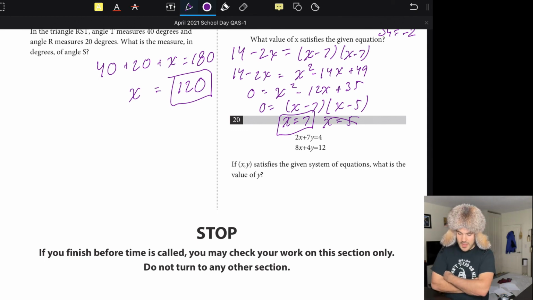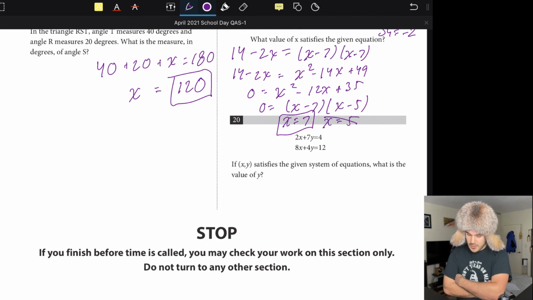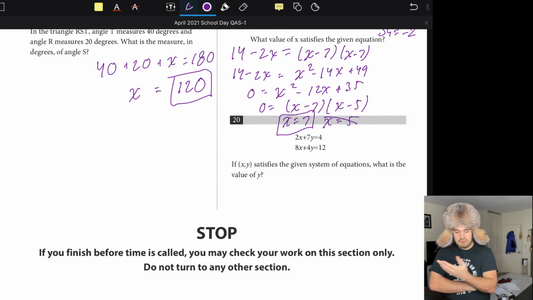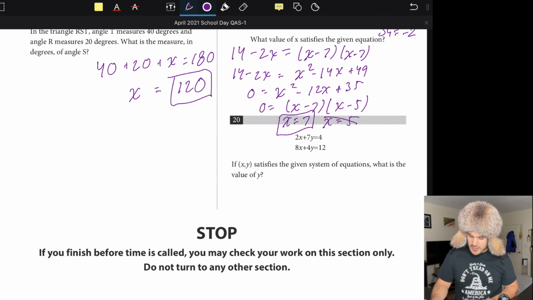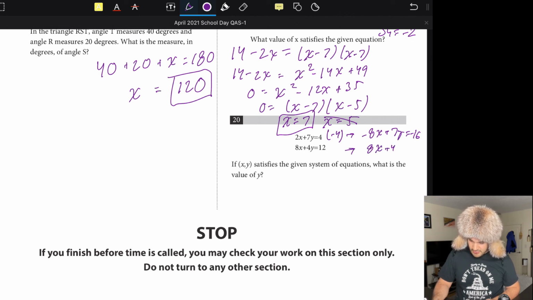2x plus 7y equals 4, 8x plus 4y equals 12. If x, y satisfies the given system of equations, what is the value of y? Great. We are just going to try to eliminate x. I think that's the simplest way to do it. The way you can do that is just multiply the top equation by -4, the whole thing. So that becomes -8x plus 7y equals -16. On the bottom, we still just have the 8x plus 4y equals 12.